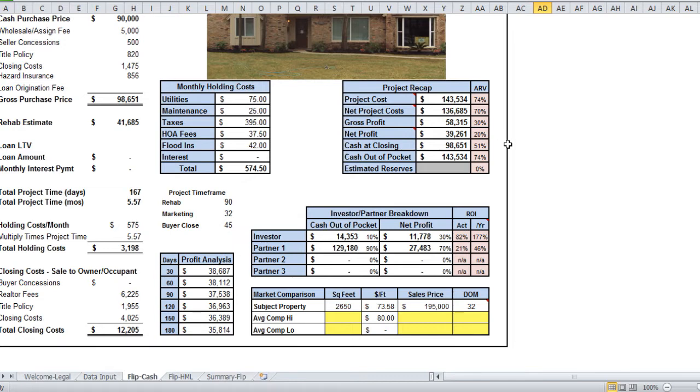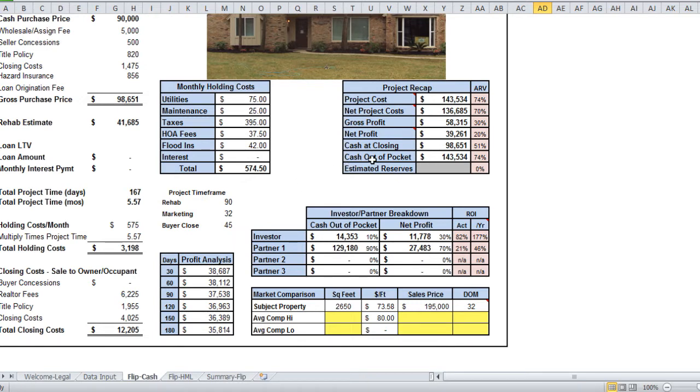Another really important number. What's our cash at closing? Basically, how much money are we going to have to bring to the title company when we go to close on this deal? In our example here, it's $98,651. You'll notice that's the same number as we have in our detail over here, and that's how much money that it takes to close the deal. And since this is a cash transaction, that's how much money we will bring to the title company.